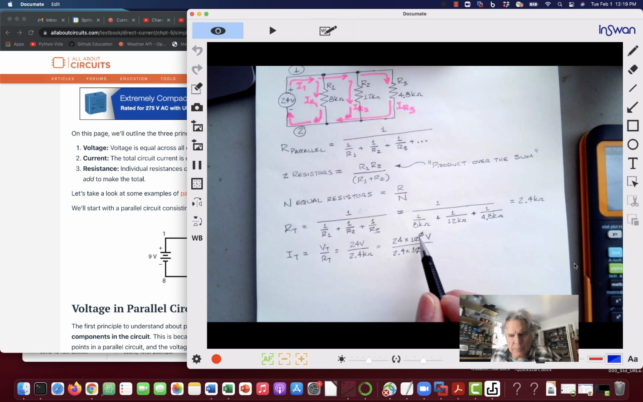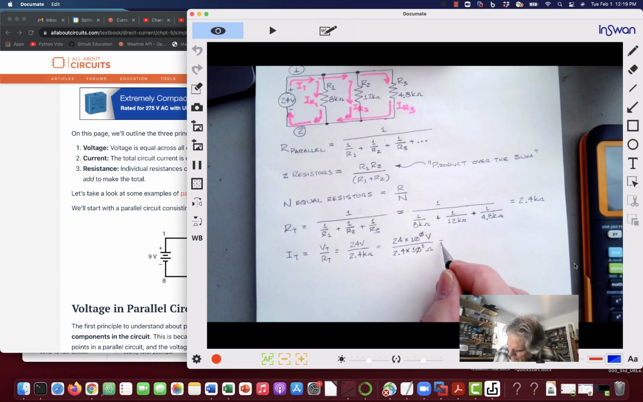Any number to the 0 power is 1, although I would not investigate 0 to the 0 power. That's a little rough, kind of an undefined number. And this is going to be 10 to the third because it's k ohms. And so this is going to be equal to 24 divided by 2.4. Well, we know that's 10.